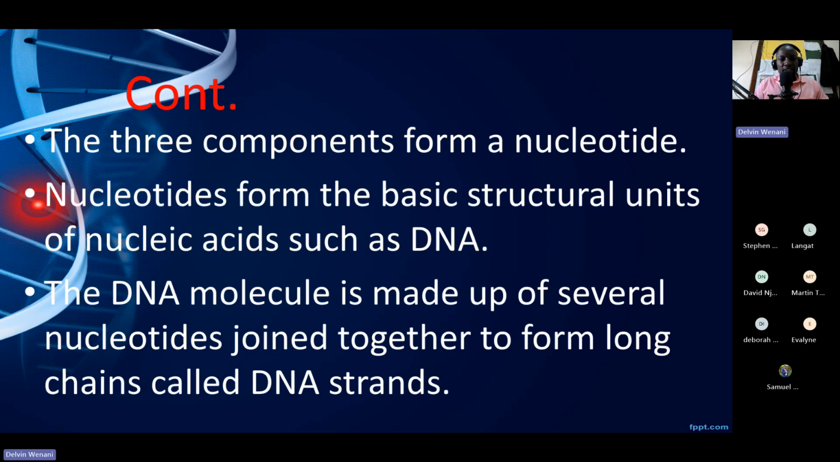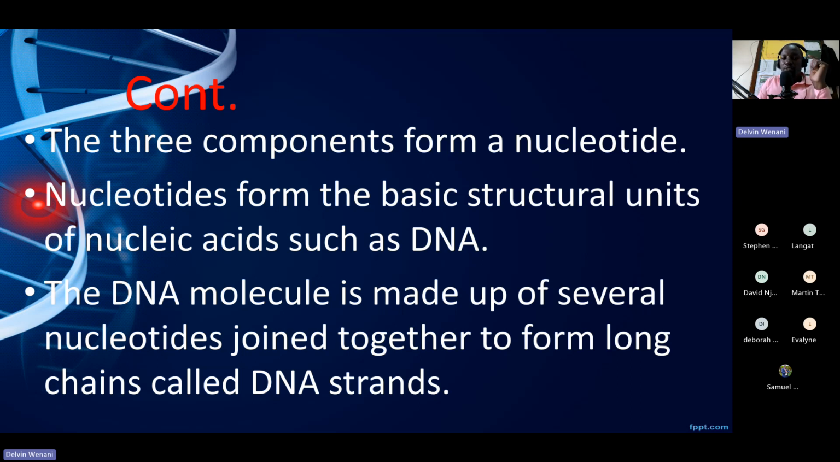Now, very fast, I want us to look at the 3 components. These 3 components I've talked about, they form what we call a nucleotide. And the nucleotides form the basic structural units of a nucleic acid, for example, the DNA. You have heard of the DNA. And this is from the 3 components that form the nucleotide.